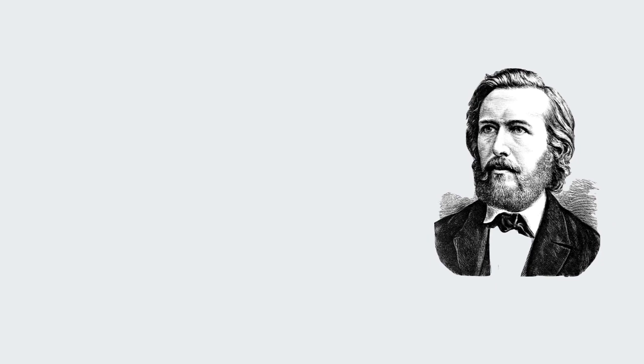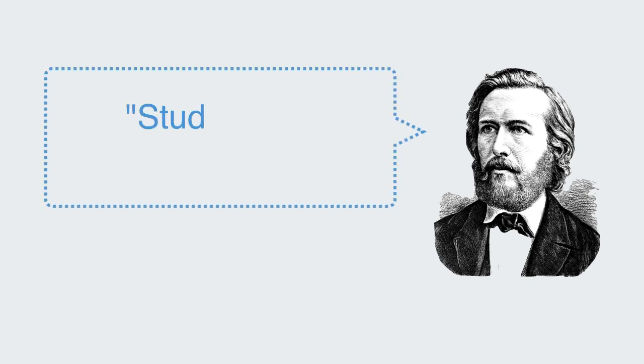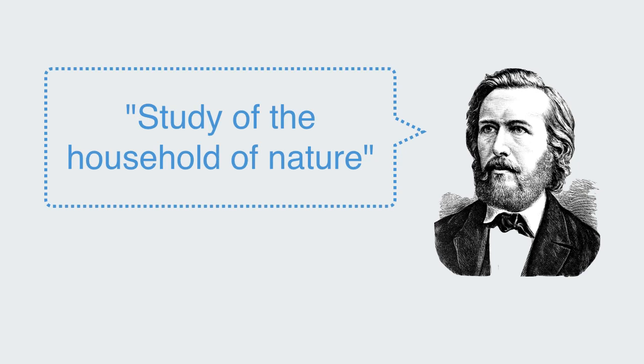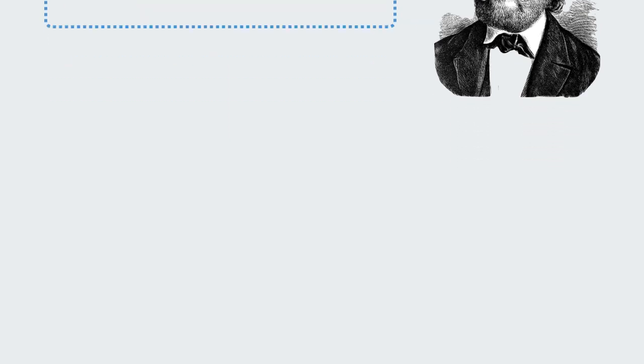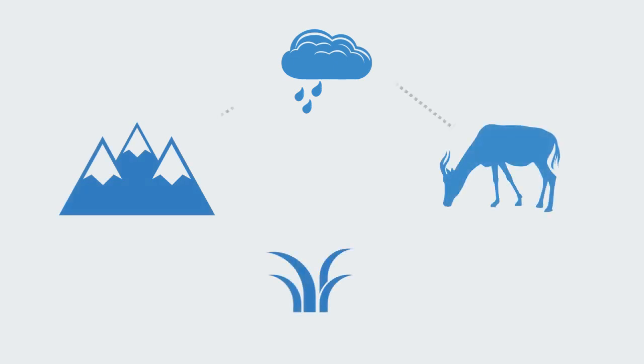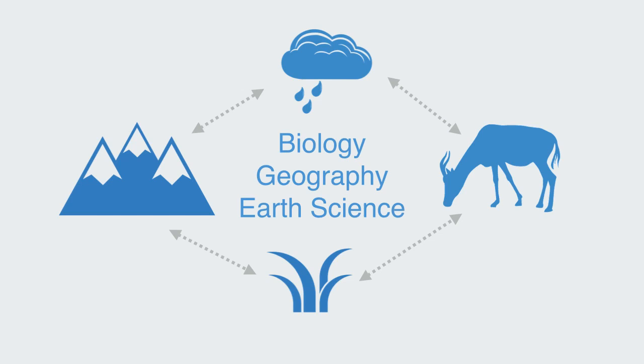The term ecology was introduced in the mid-19th century by the German zoologist Ernst Haeckel, and it can be literally translated to mean the study of the household of nature. Haeckel intended it to be the study of the relationship between biological organisms, their interaction with each other, and their physical environment. Ecology can be understood as the study of ecosystems, which are macroscale systems of interacting biotic and abiotic elements. As such, it is an interdisciplinary science that sits at the intersection of physical and biological sciences, including elements of biology, geography, and earth science.